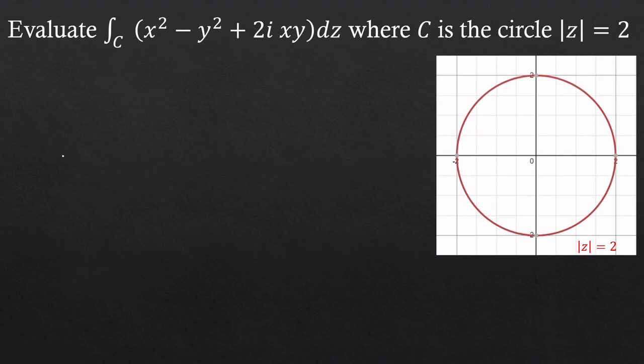Hello student, today's question is to evaluate the integral of (x² − y² + 2ixy) dz over C, where C is the circle |z| = 2. So first of all, C is the circle |z| = 2, as given. Now, we have to evaluate this integral.